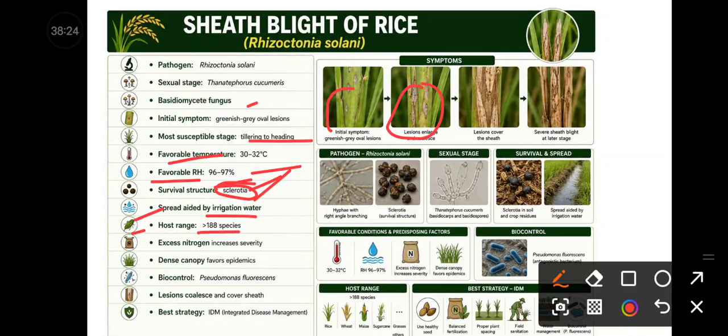Then the host range is more than 188 species. See, this question is asked mostly: which pathogen has a very wide host range? That is Rhizoctonia. Excess nitrogen increases the disease. Dense canopy also favors the epidemic. Biocontrol used for this pathogen is Pseudomonas fluorescens. Then lesions coalesce and cover the sheath. Ultimately, blighting of the sheath will occur, like severe leaf blighting at later stages because of the coalescing of these lesions. The best strategy is IDM for management. Okay, that's about sheath blight.